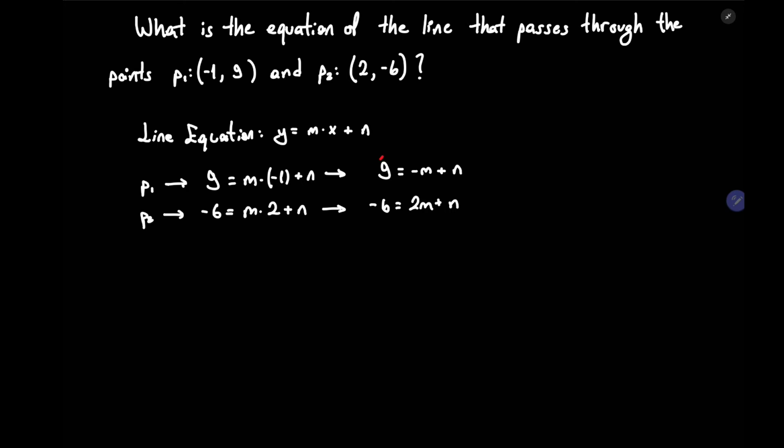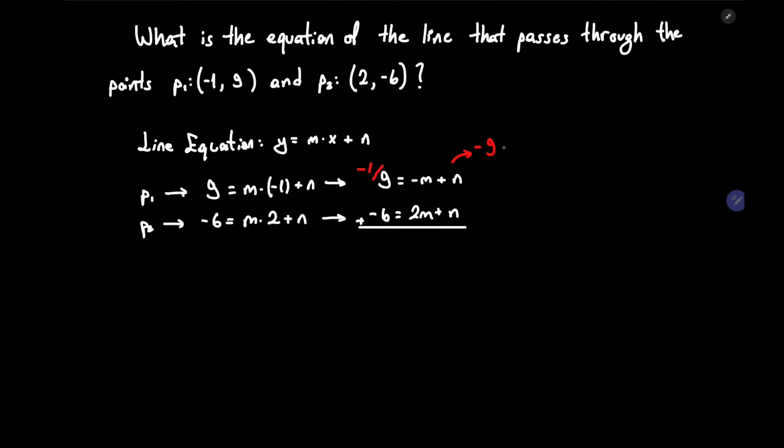I'm going to multiply both sides of this equation by -1, and then I'm going to add both these equations. When I multiply the above equation with -1, what I will get is -9 = m - n. So I'm going to add these equations: -9 = m - n and -6 = 2m + n.